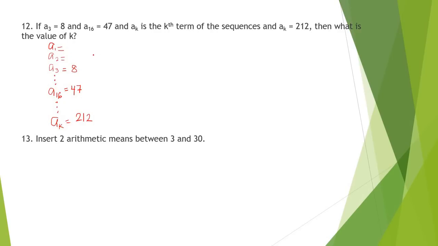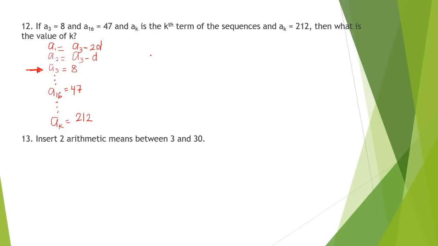Now, if this is an arithmetic sequence, then our a2 must be equal to a3 minus the common difference, since this is our reference number. Then our a1 is simply equal to a3 minus 2d. Okay, so this is a very, very important expression: our a1 is equal to a3 minus 2d.